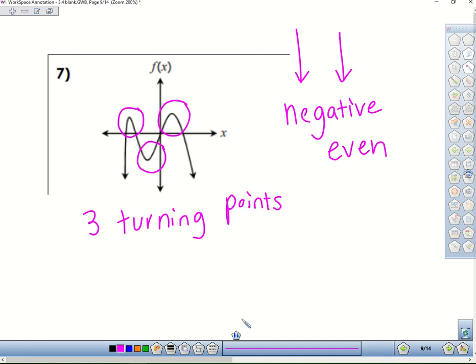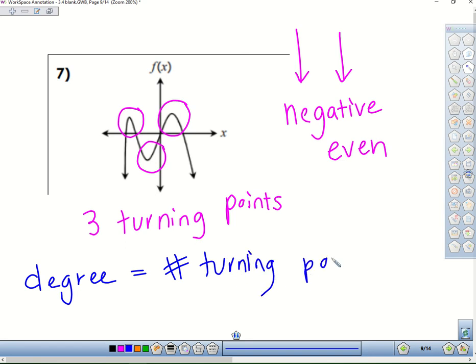So to figure out what the degree of your function is, the degree of your function is always the number of turning points plus 1. However you want to put that, or you just want to memorize it, that's fine. But that's how you determine what the degree of your function is.